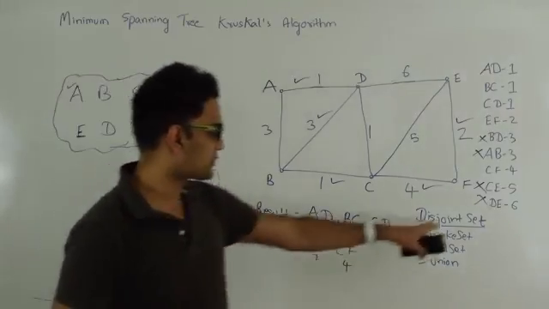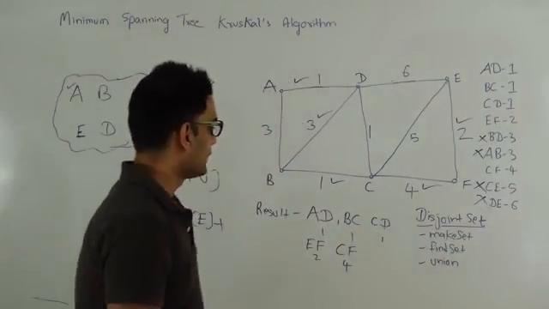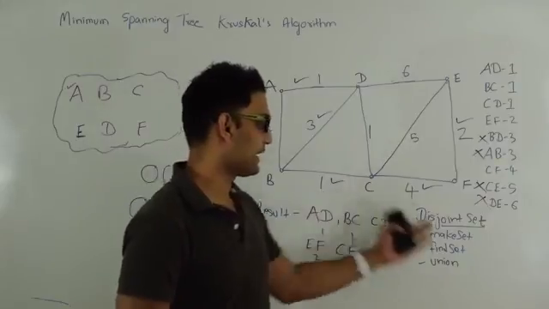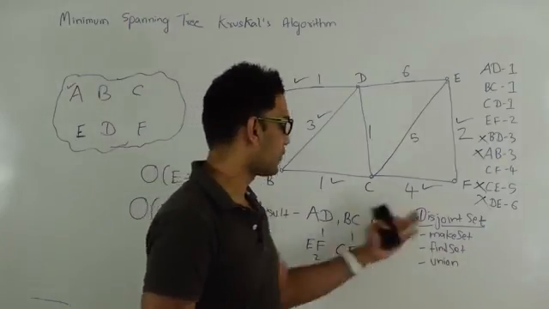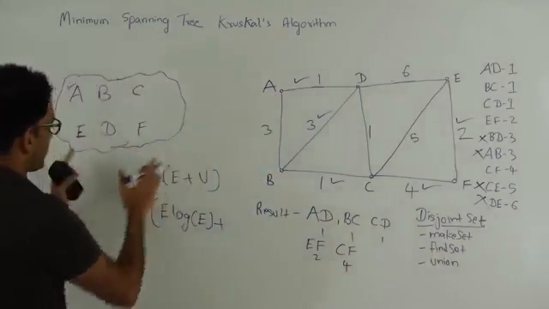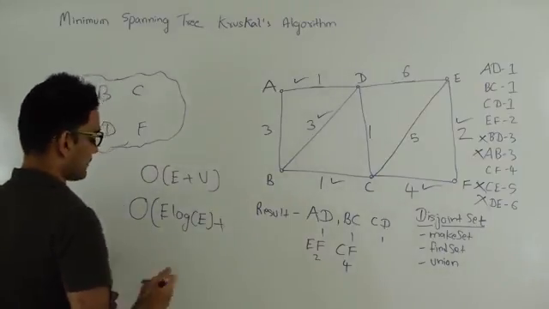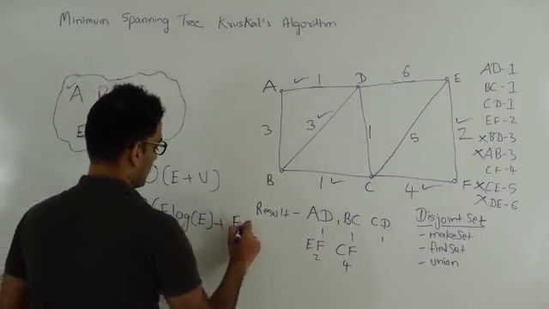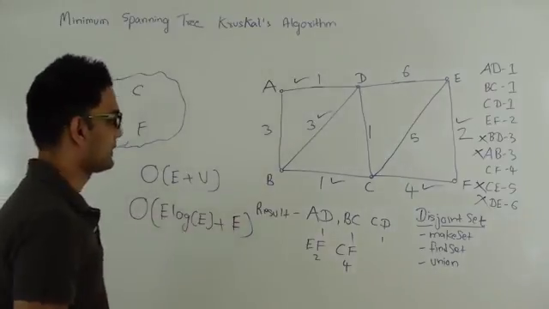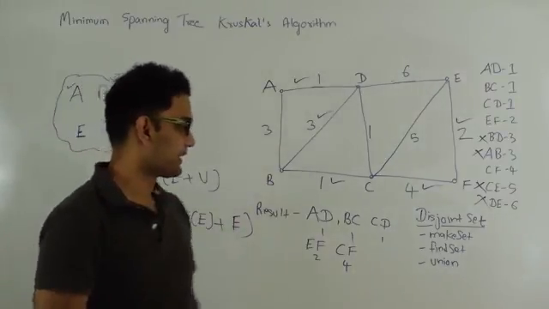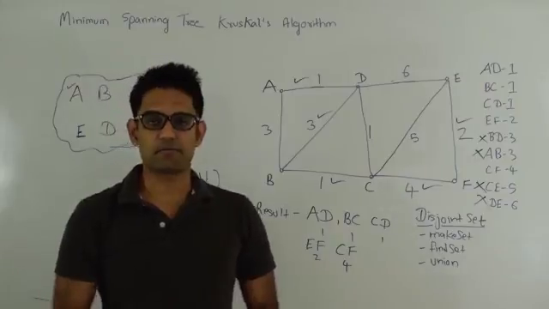And then if you have watched my video on disjoint sets, you would know that if there are n operations in this disjoint set, it takes O of n time. So the rest of these operations would, in the worst case, take O of E time. So E log E plus E. In the next section, let's look at the code for this algorithm.